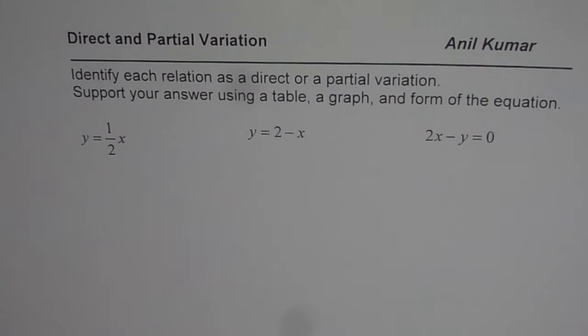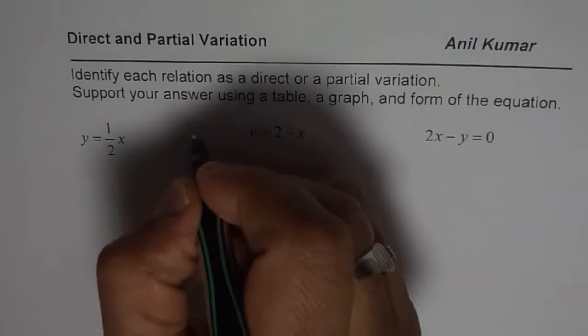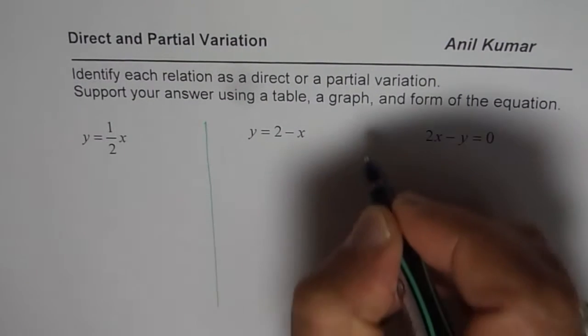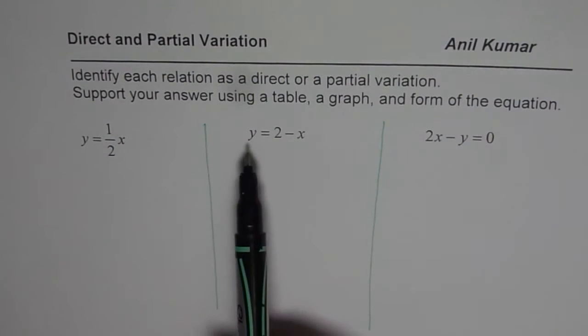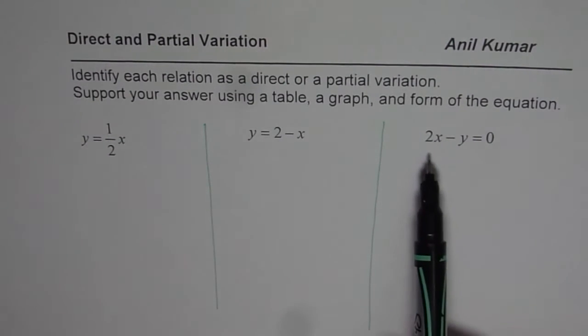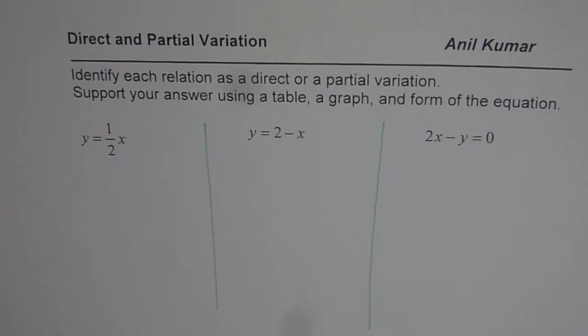So we have three different equations here. The first one is y equals half x. Then we have y equals 2 minus x, and 2x minus y equals 0. Now you need to figure out whether they are representative of direct variation or partial variation.